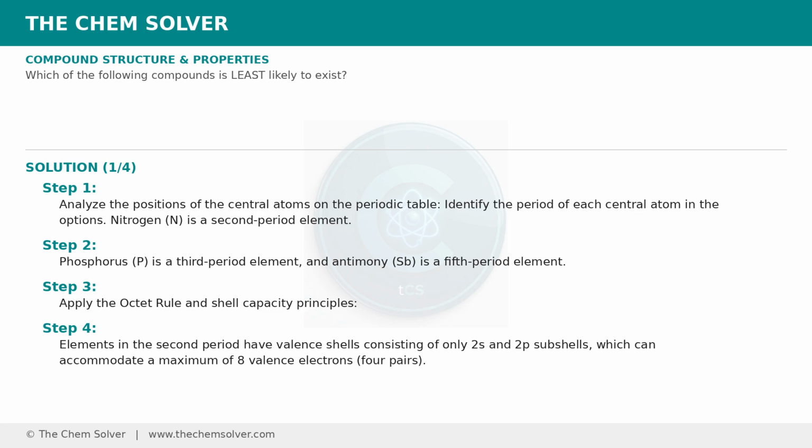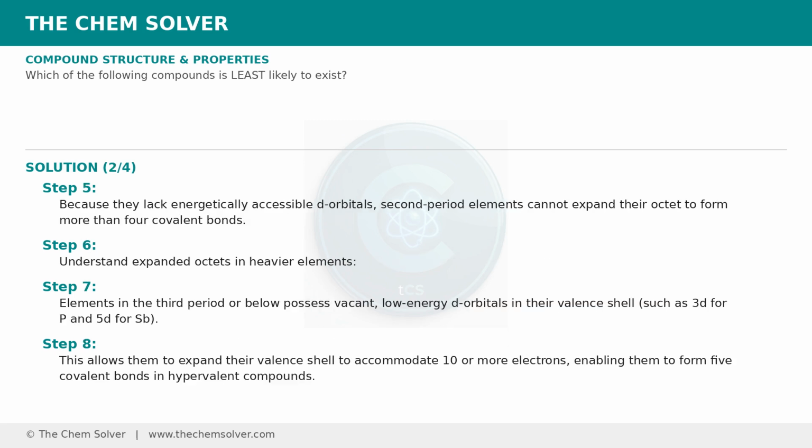Apply the octet rule and shell capacity principles. Elements in the second period have valence shells consisting of only 2s and 2p subshells, which can accommodate a maximum of 8 valence electrons or 4 pairs. Because they lack energetically accessible d orbitals, second period elements cannot expand their octet to form more than 4 covalent bonds.